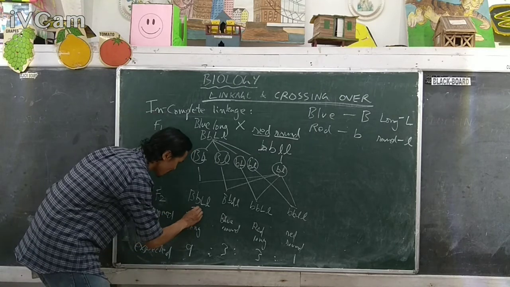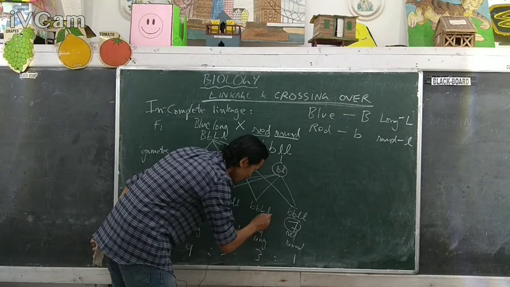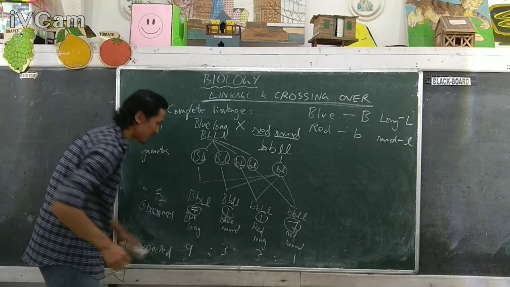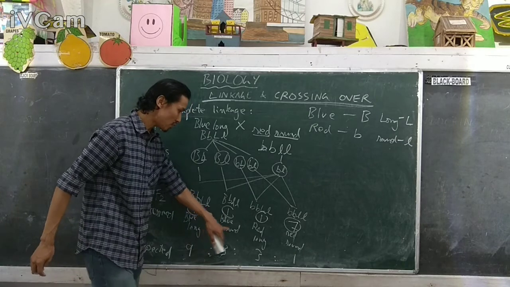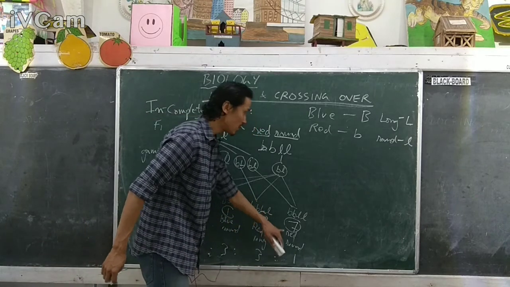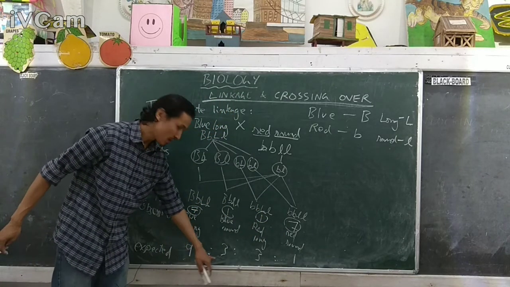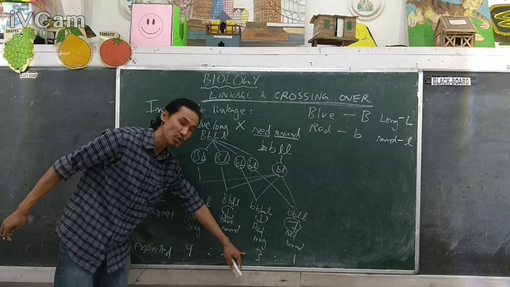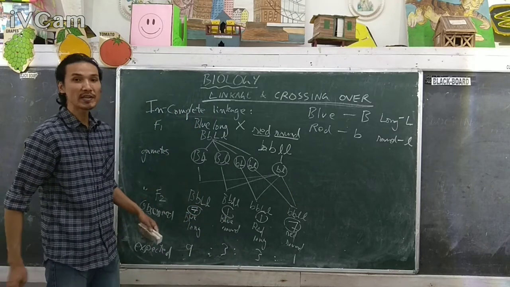is 7:1:1:7. That means I'm getting 7 individuals that are blue long, 1 individual with blue round, 1 individual with red long, and 7 individuals with red round. So this ratio is quite different from the expected independent assortment ratio. So this proves that the genes are incompletely linked.